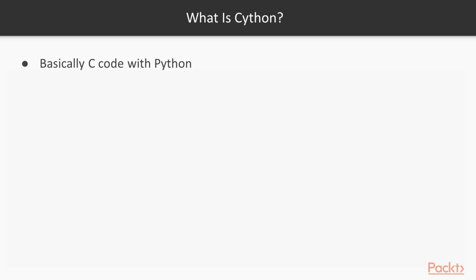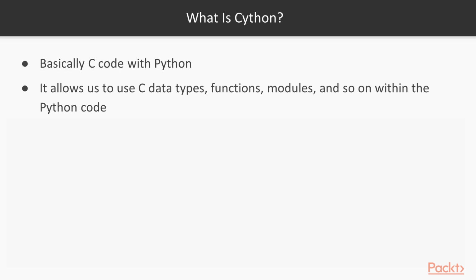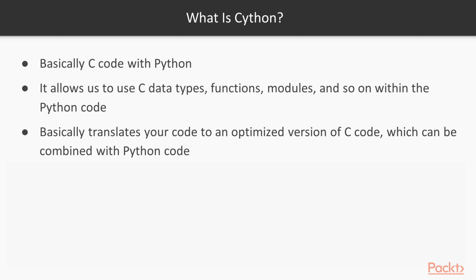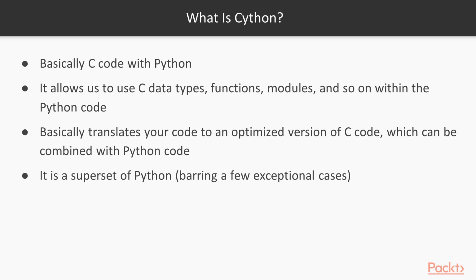As you might have guessed, Cython is basically C code with Python. The idea behind Cython is to use C data types, functions, modules, etc. within the Python code. So basically, Cython translates your code to an optimized version of C code, and this optimized C code can be used with your existing Python code. Cython is a superset of Python. What this means is that all Python code can be considered valid Cython code except a few exceptional cases.